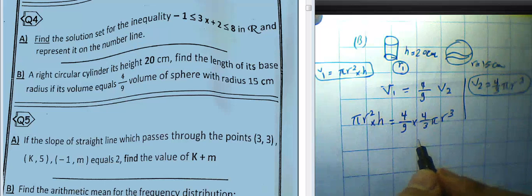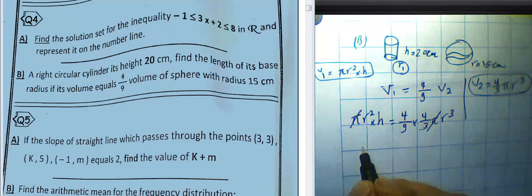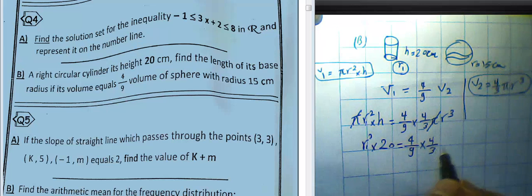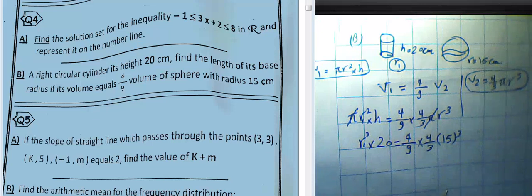Okay, we can cancel pi with pi, and the radius first we want to find it. r squared multiply height 20 equals 4/9 multiply 4/3 multiply r cubed, where r here was 15, giving us the radius 15. You can use a calculator to find the result, and then divide by 20, and then find the square root of this equation. Okay, you can use a calculator.